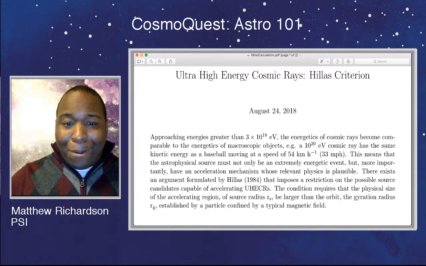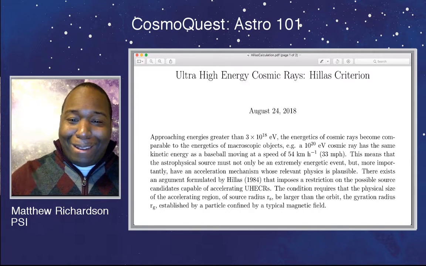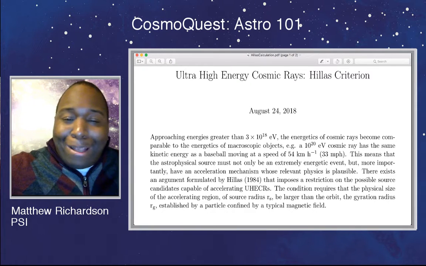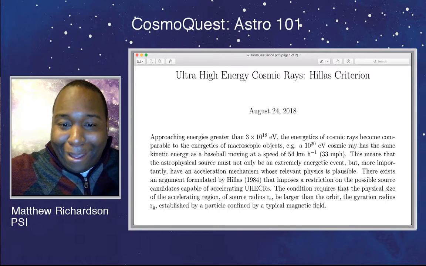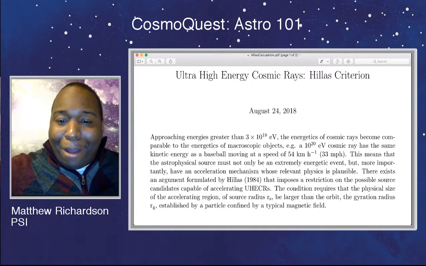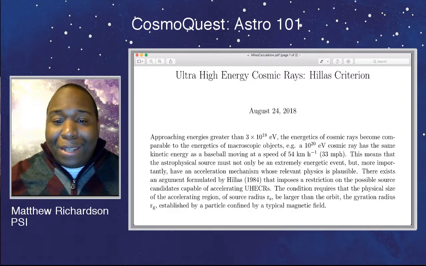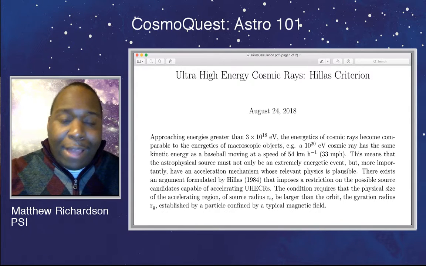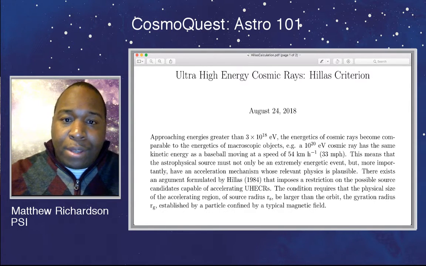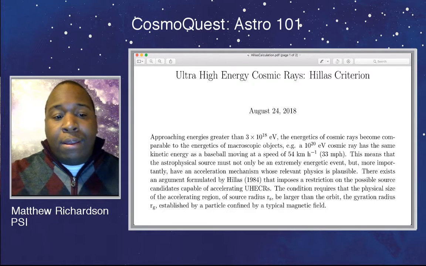for those of us who live in the US and don't really work in units outside of miles per hour. So for me, it's 33 miles per hour. For anyone who understands kilometers per hour, it would be 54 kilometers per hour, which, as far as I'm concerned, is pretty quick. And so at these energies, the physical energies of cosmic rays are comparable to macroscopic objects.